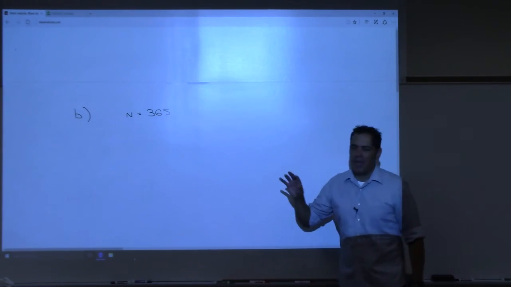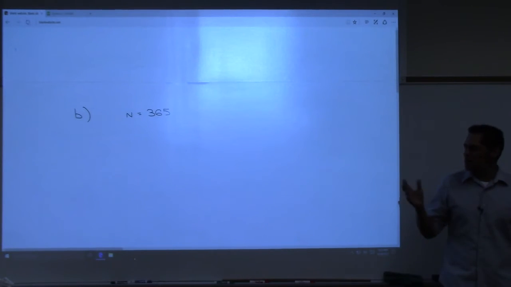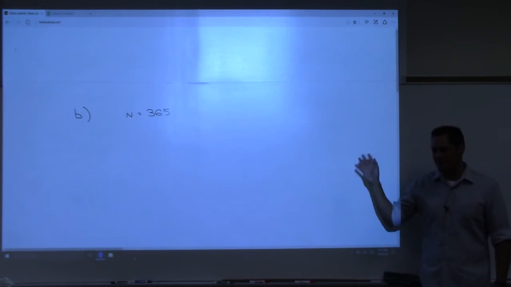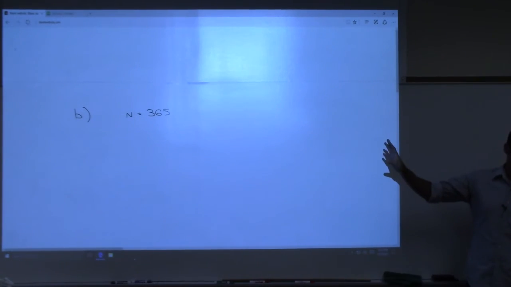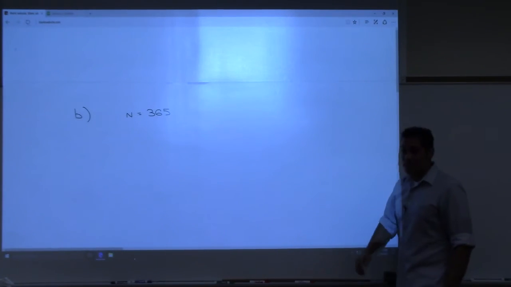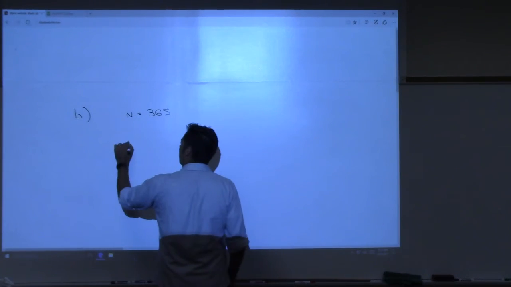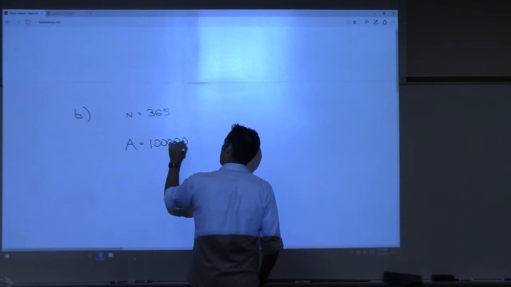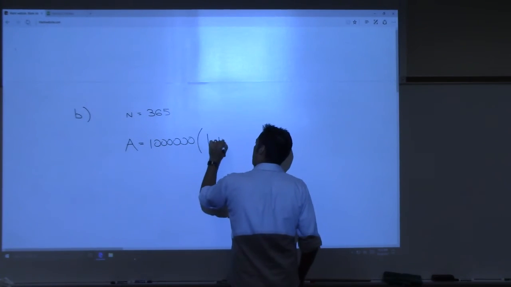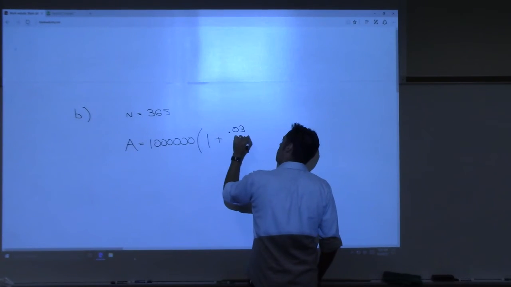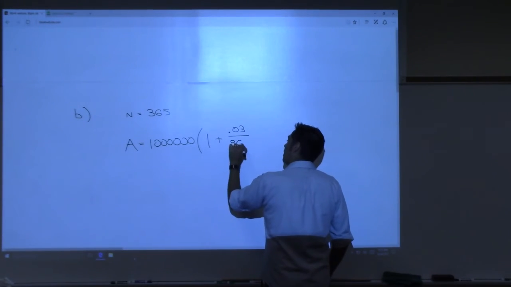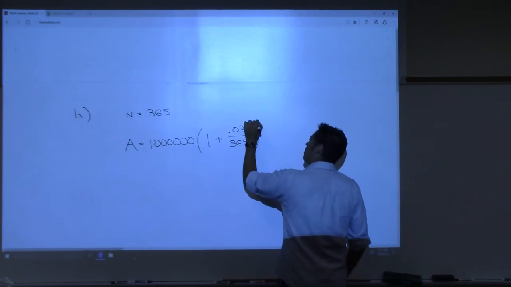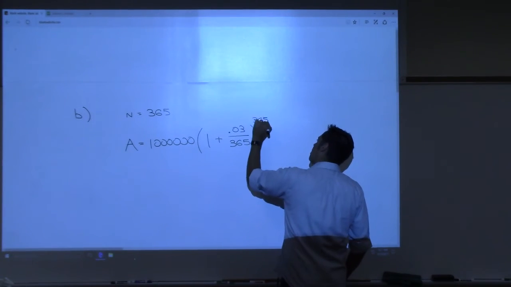A lot of times banks don't use 365. They use like 360 or something like that for holidays. I don't know. We're just going to go with the standard year here. So let's see how our formula looks now. It's A equals a million here, and then 1 plus 0.03 over 365 raised to the 365 times 1.